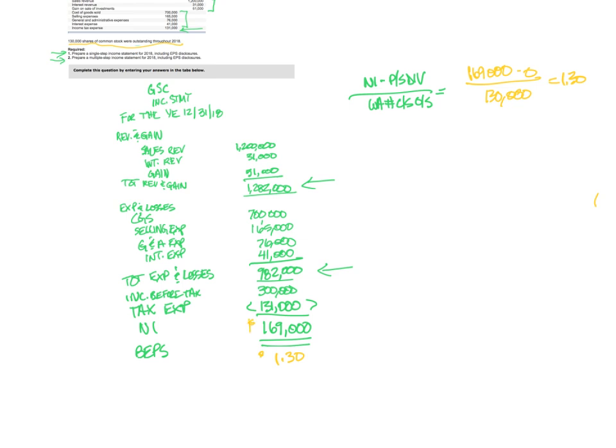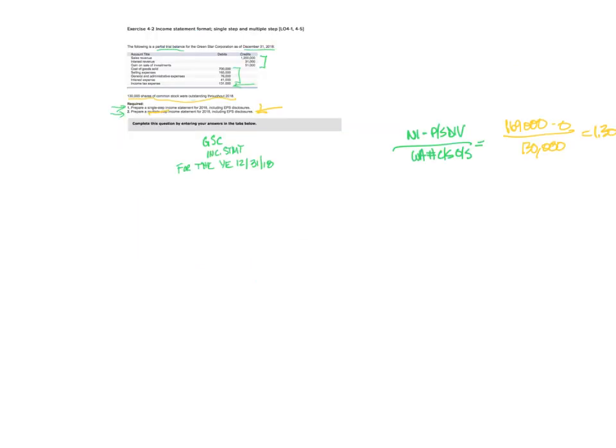Okay, now let's go on to requirement number 2, which is to do the same thing, but instead we're going to do a multi-step income statement. I erased everything apart from the header and the calculation for basic earnings per share because those are going to be the same. Now we're just reformatting the financial statement. When doing the multi-step income statement, remember how we have these intermediate subtotals.